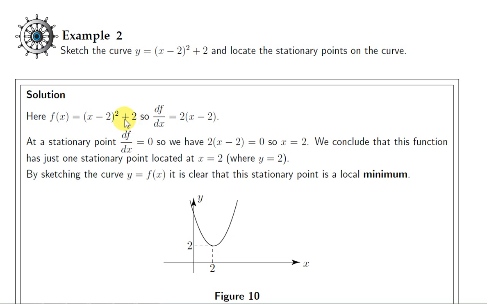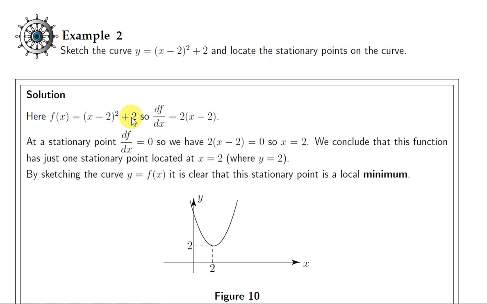We could expand this out and then differentiate, or we could use the chain rule on this. Differentiate around the brackets to get 2 times (x minus 2) to the power of 1, times the derivative of what's inside the bracket. Well, that's just 1. This is multiplied by 1. Set this equal to 0 and solve. So at x equals 2, the derivative is 0. So at x equals 2, we have a stationary point.